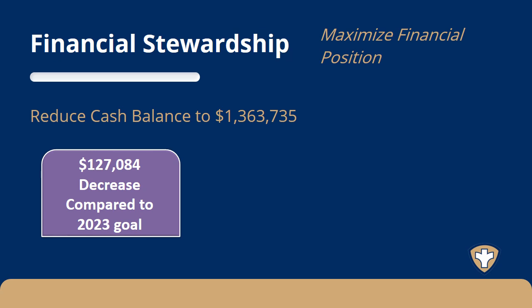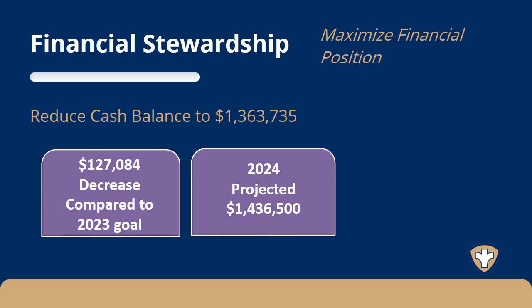This calculates to be a monthly decrease of $7,650. Currently, the cash balance for the end of 24 is projected to be at $1,426,000. This is about 4.6% higher than the goal that we set for 2024.